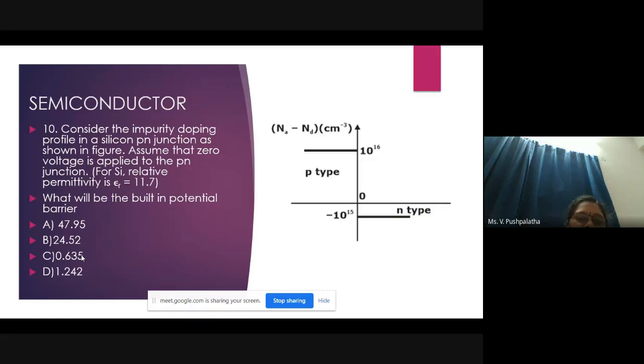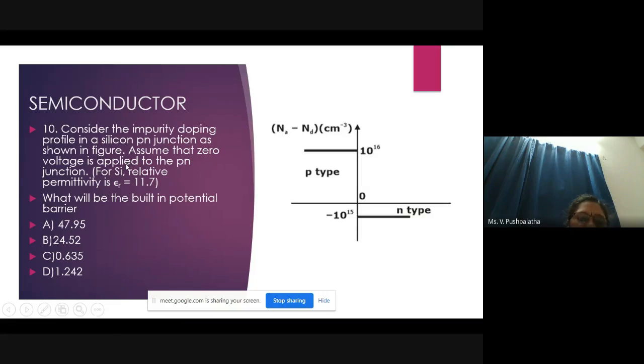Clear? Consider the impurity doping profile in a silicon PN junction as shown in the figure. Assume that zero voltage is applied to the PN junction. For silicon, the relative permittivity epsilon R is 11.7. Don't get confused with all these things. What kind of a bias is applied? Zero voltage is applied. It means other than negative value, all are forward bias only, right? So it is forward bias.